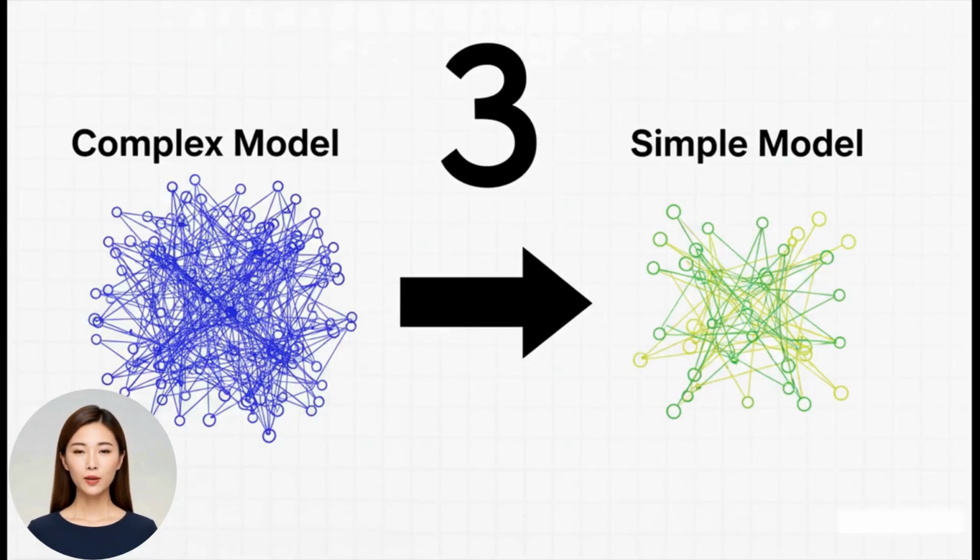Okay, our third strategy is to kind of rein in the model itself. Sometimes the problem is that our model is just too complex. It has too many layers, too many neurons. It has so much capacity that memorizing is actually the easiest thing for it to do. By making the model a little simpler, we can actually restrict its ability to memorize, forcing it to find those more general, important patterns.